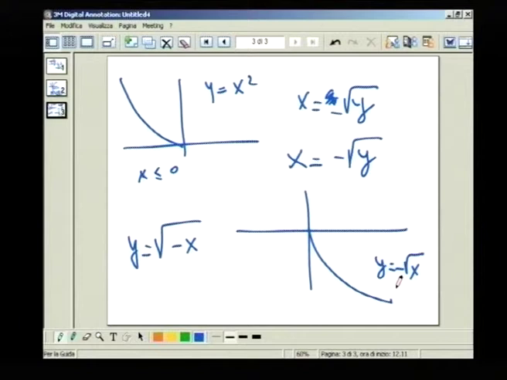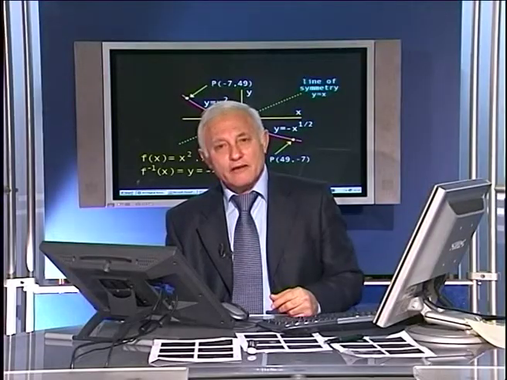Here we realize something. The domain of the original function is x less than 0, so it must be equal to the range of the inverse function. Yes, for the inverse function, the range is y less than or equal to 0. Whereas the range of the original function is y greater than 0, so this must be the domain of the inverse function, x greater than or equal to 0. So the range of the first one is the domain of the second, and vice versa.